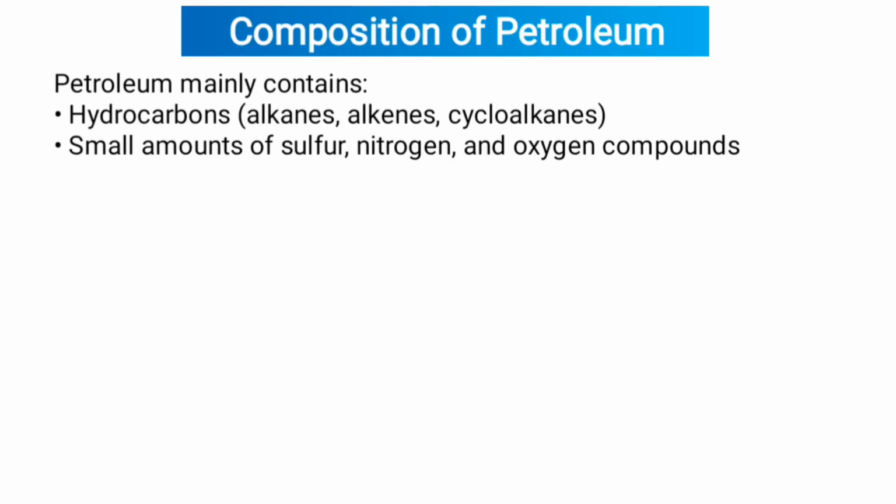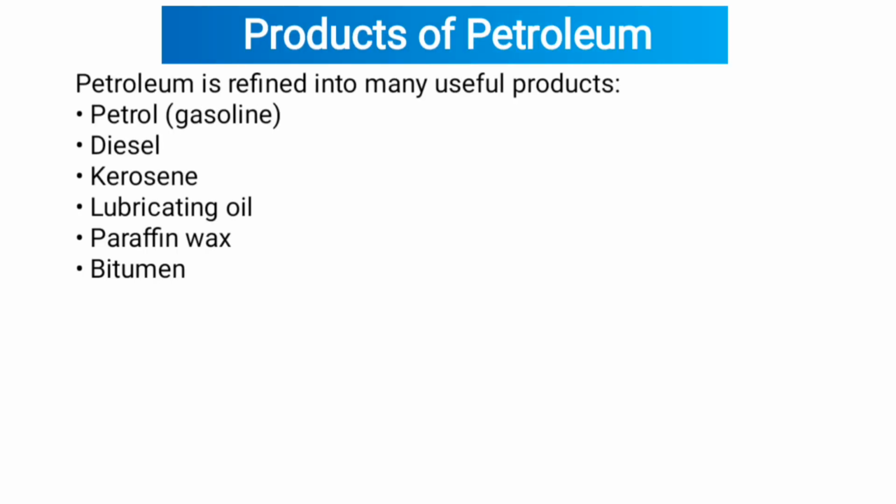Composition of petroleum. Petroleum mainly contains hydrocarbons like alkanes, cycloalkanes, and small amounts of sulfur, nitrogen, and oxygen compounds. Products of petroleum. Petroleum is refined into many useful products: petrol or gasoline, diesel, kerosene, lubricating oil, paraffin wax, bitumen.